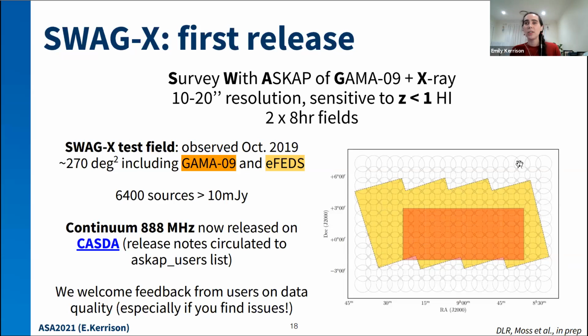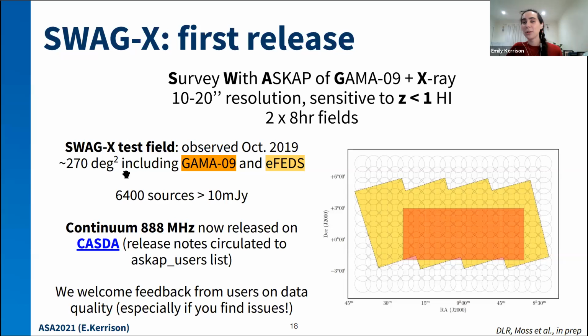So this field is imaged at between 10 and 20 arcseconds resolution in the radio. And with ASKAP, we're going to be sensitive to any HI absorption lines of a redshift less than about 1. So already we've got some continuum data that's been released on CASDA, and the release notes have already been circulated. So if anyone's using this for science, we'd love to hear feedback on it, especially if you find any issues.